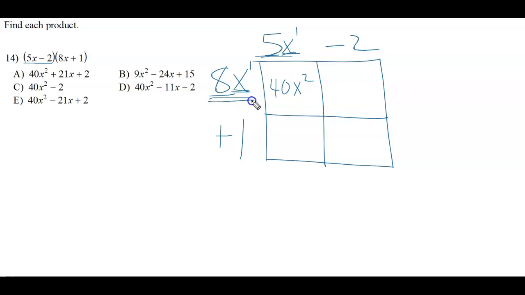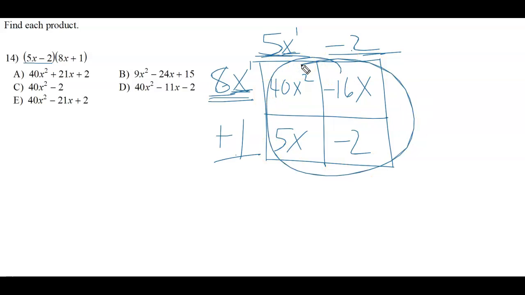All right, now let's continue that here. So 8 times negative 2 is negative 16. And the x has nothing to multiply with up here, so we just leave it as x. 1 times anything is just going to end up staying the same, right? And 1 times negative 2 is negative 2. So we end up with 4 answers, right? But usually, 2 of those are going to end up being the same.